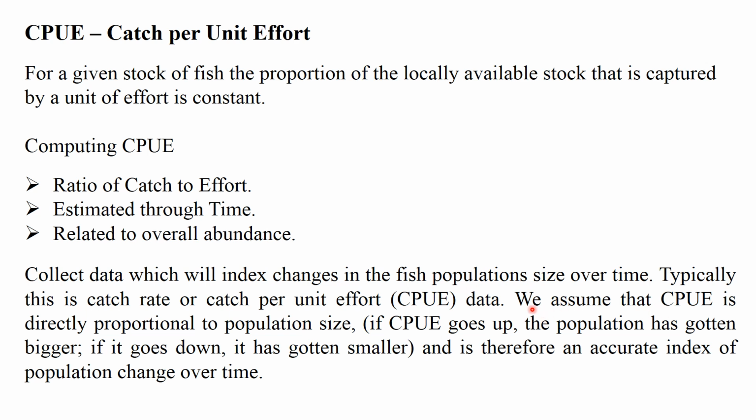To estimate it we can easily predict, and we assume the CPUE is directly proportional to the population size. If your population size is very good, then your CPUE will be very good. In the same way, if the CPUE is very good, then the population size will be very good, and if CPUE is low, it means the population is declining and the population size is not good.